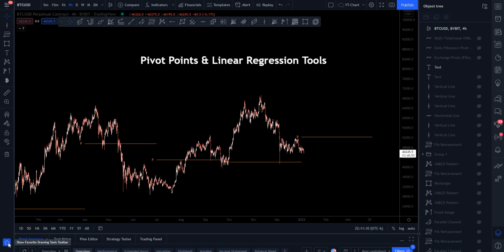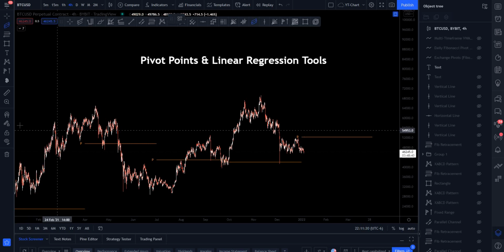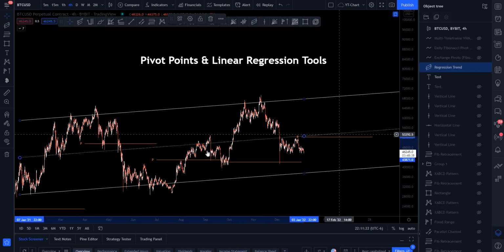So a linear regression tool is just a channel, right? That's all this is, a channel, and this channel is going to be found right here. Linear regression, and we're just going to be pulling like this and getting channels.